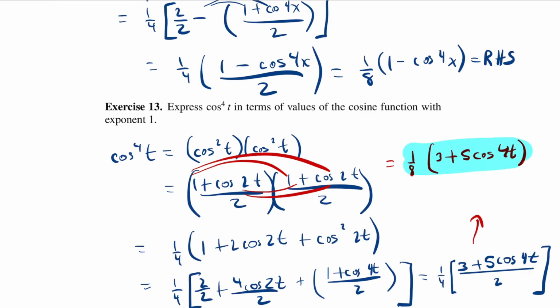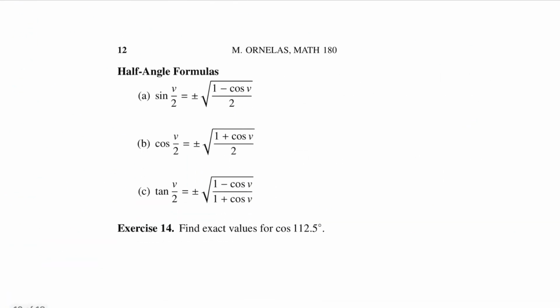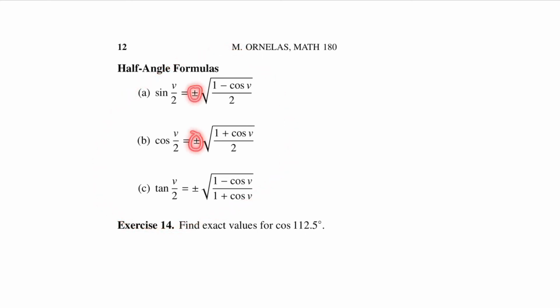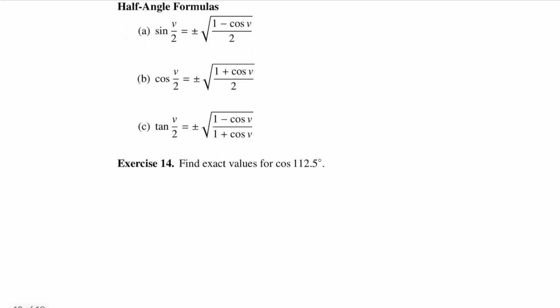Okay, let's move on to the next page. So now we have half angle formulas. Notice that these have plus minus. The plus minus is not like the quadratic formula plus minus. In the quadratic formula, the plus minus means there's two answers. In this case, it's either the plus or minus, depending on what quadrant you fall in. So you'll see what I mean. In this one, we're in quadrant 2, because 112.5 is in quadrant 2, and because cosine is negative, that means we're going to use the minus, not the positive.